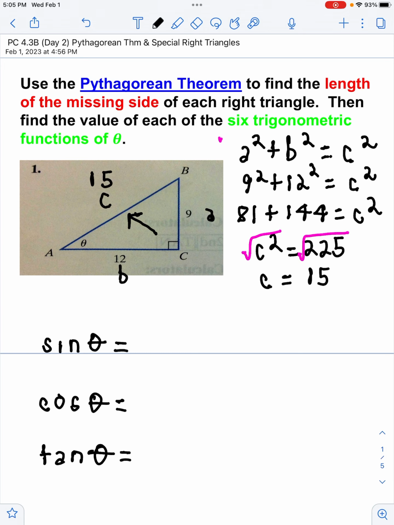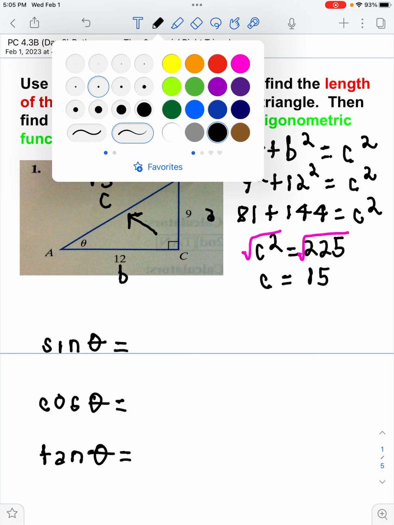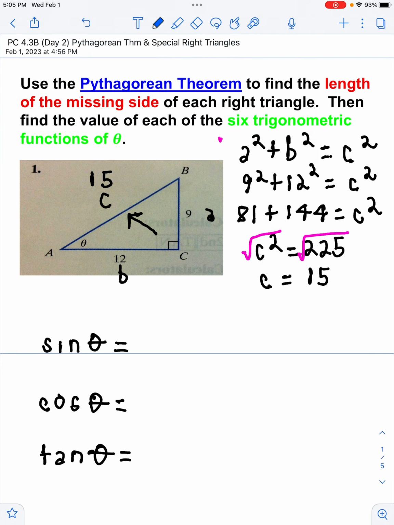So when we want to find our trigonometric ratios, we're back to using SOHCAHTOA. Remember, S stands for sine, which is the opposite side over the hypotenuse. C stands for cosine, which is the adjacent side over the hypotenuse. And T stands for tangent, which is the opposite side over the adjacent side.